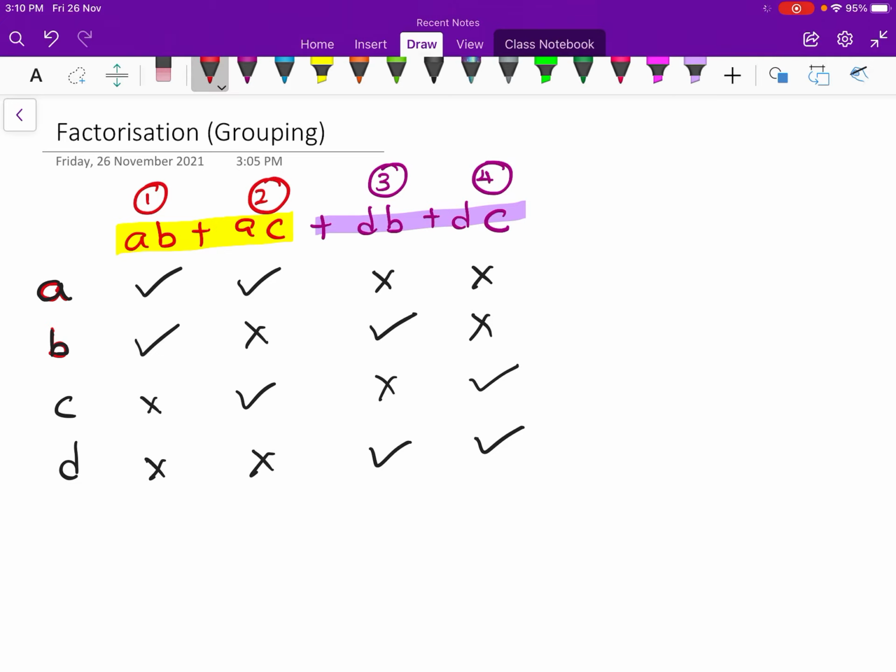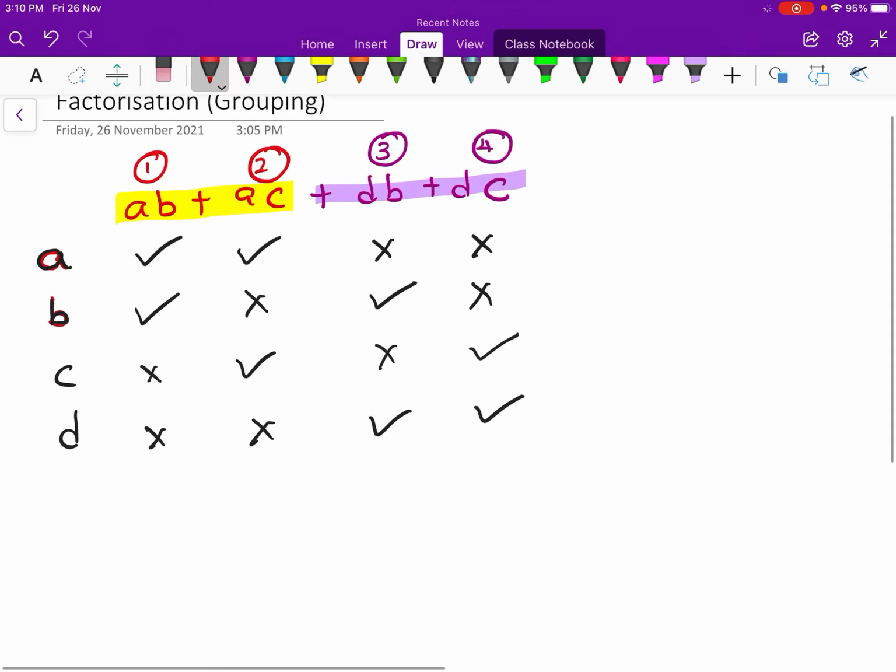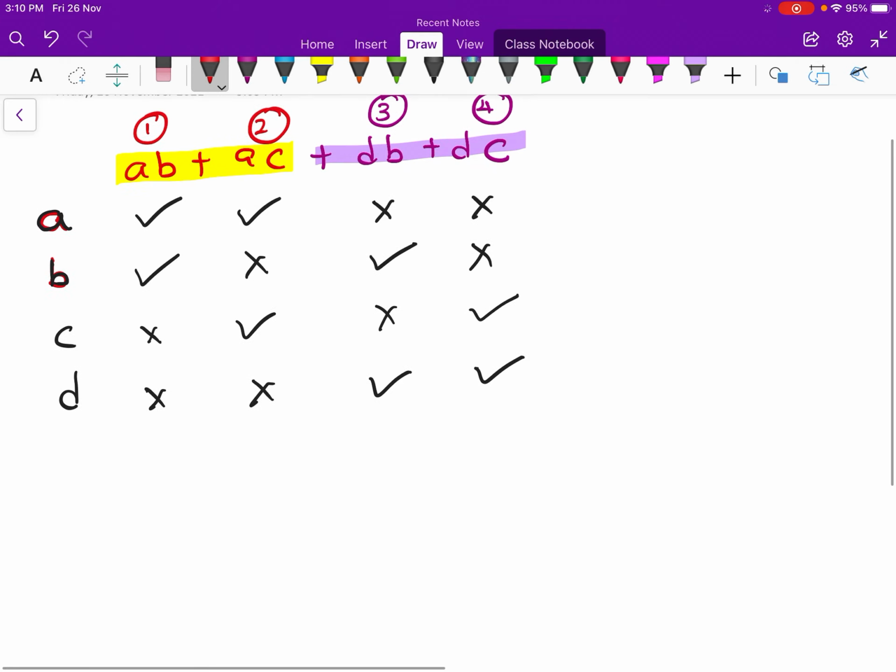If you look at the first and second term, the common thing is your a. So let's take out the a. Then after that, I put a bracket, b plus c. Then I must close the bracket, because I only want to factorize out the first two terms.